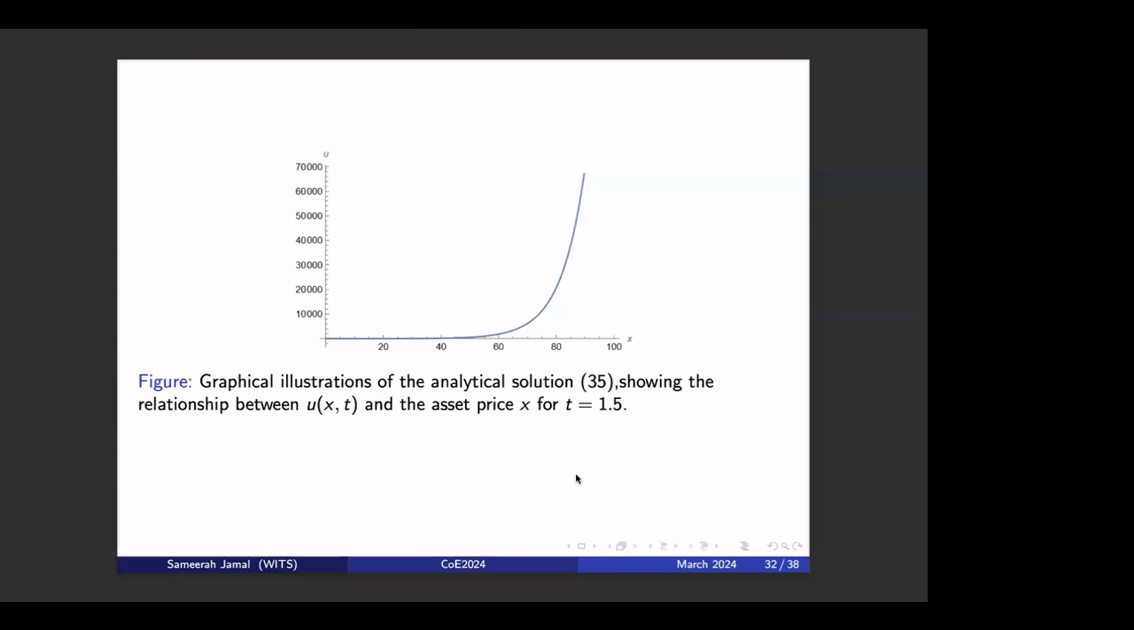So we just looked at some illustration of the solution for fixed time. This is the relationship between the value function over the asset price. And so you can see that it's quite low. The value is quite low until a certain asset price is reached, and then there's a large increase in the value function for certain asset prices.